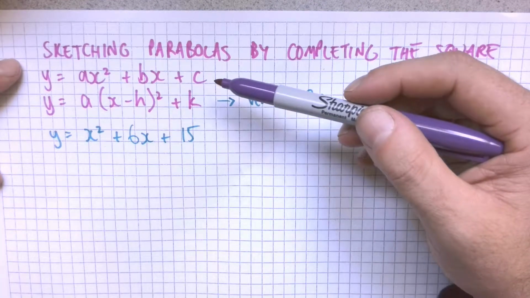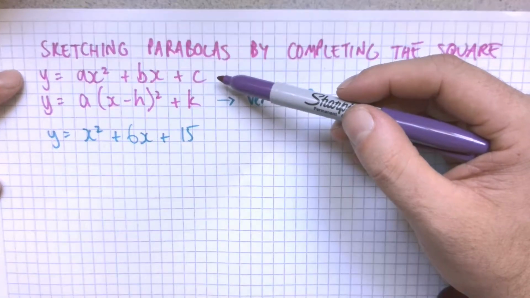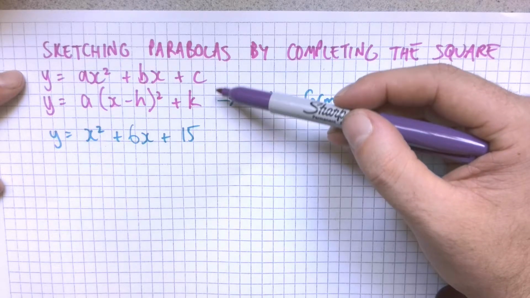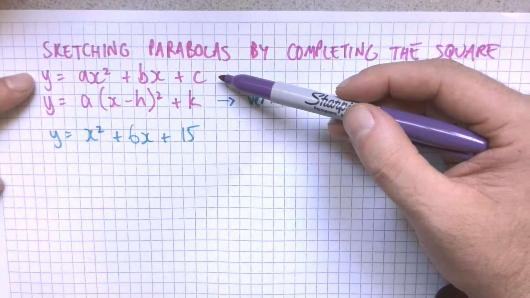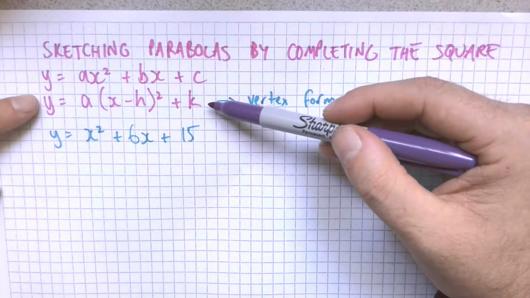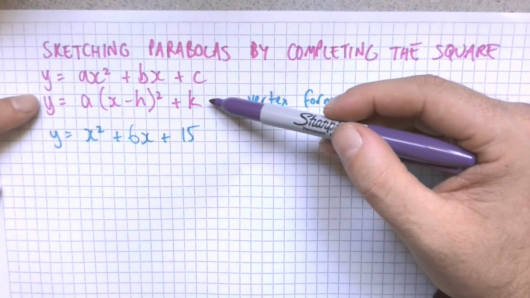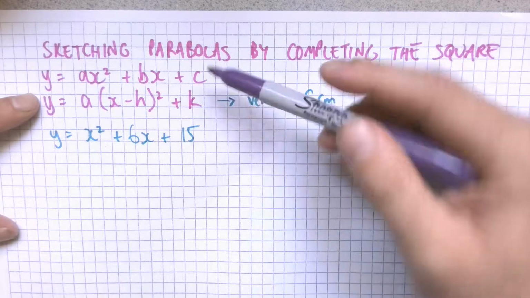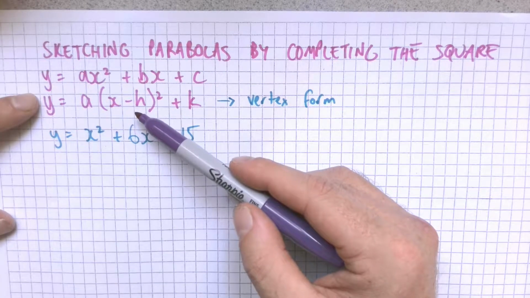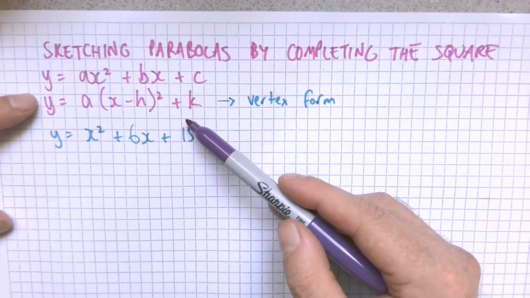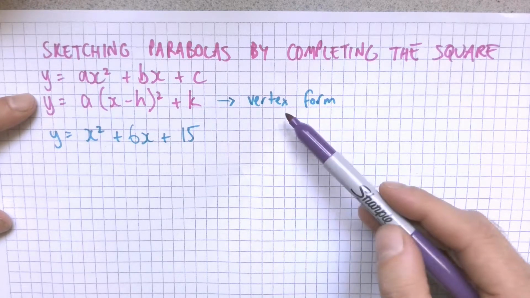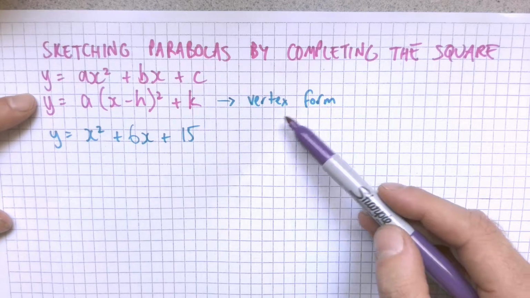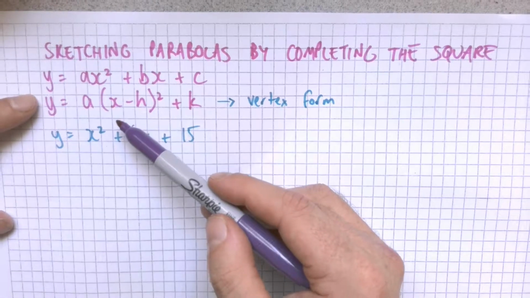I want to go back and have a look at some of the forms we've seen of the quadratic equation. Obviously we see it in the form y equals ax squared plus bx plus c, but also in the form y equals a(x minus h) all squared plus k. h represents the horizontal translation, k the vertical translation, and this form is really good for us to read the vertex from. We call this the vertex form of the quadratic equation.